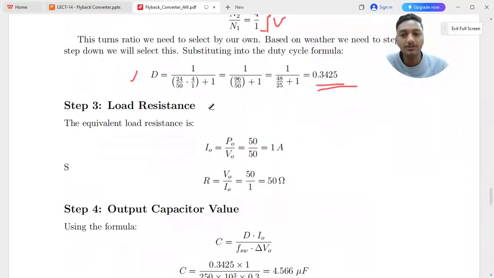Now the second thing is the load resistance. I have my P naught available, 50 watt, and I know V naught is 50, so my I naught should be 1 ampere. This current should flow, and resistance is V naught by I naught. So my load resistance for this particular case is 50 ohm.